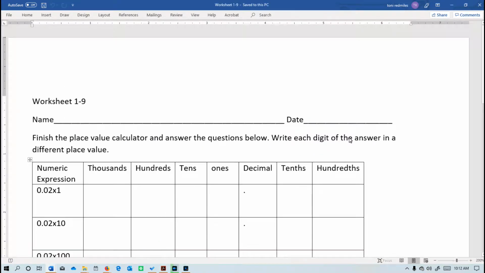Alright, this video is for the class Hands-on Fun with Rational Numbers that I teach on outschool.com. This is worksheet 9-1-9, and it's where we make our place value calculator. We don't need a calculator, we can make our own.